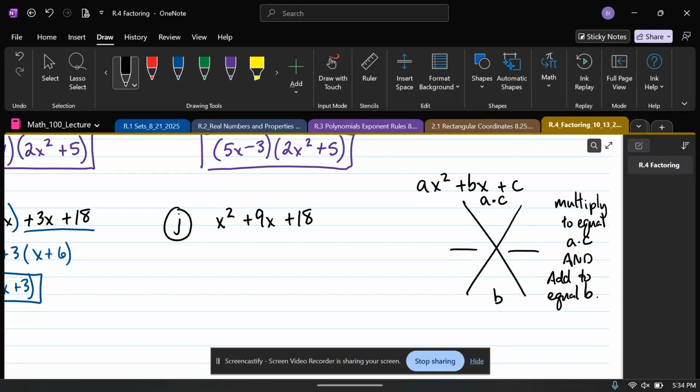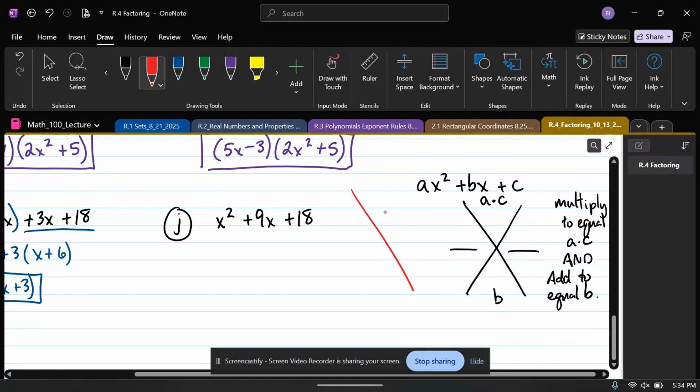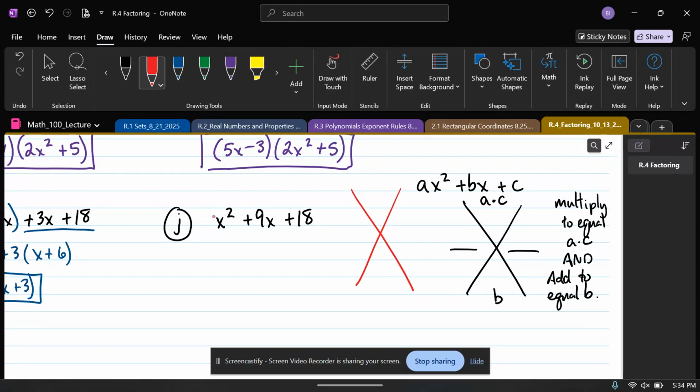So for this problem, when I do the X, what's in front of X squared? That's the A. What's in front of it? A 1. 1 times 18 is 18, and then 9 goes in the bottom. So I'm looking for two numbers that multiply to be 18 and add to be 9. When I first think about 18, my first guess is going to be 9 times 2, which does multiply to be 18, but what's it add to be? 11. So that's not the right pair.